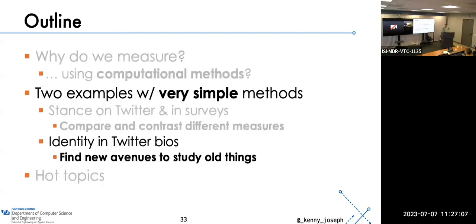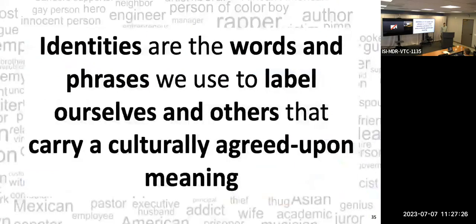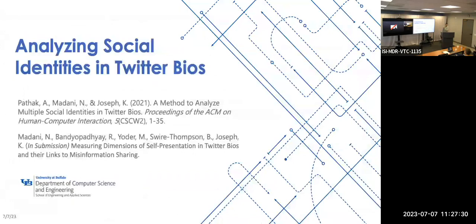Okay, yeah, so I'm going to spend a little bit of time, I'll rush a bit more through this, but I think this other category of work is focusing on something that we've been trying to measure for a really long time, identity, but something that's difficult to measure, right? This is work with students at University of Buffalo, Naveed Madani and graduate students there, and then Michael Yoder at CMU and Brian Swire Thompson at Northeastern.